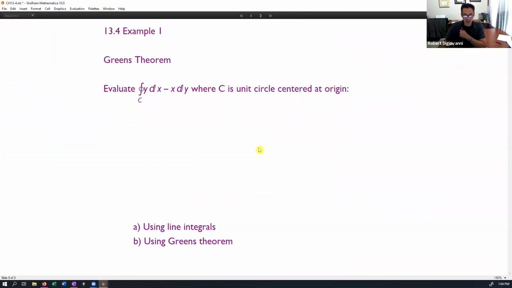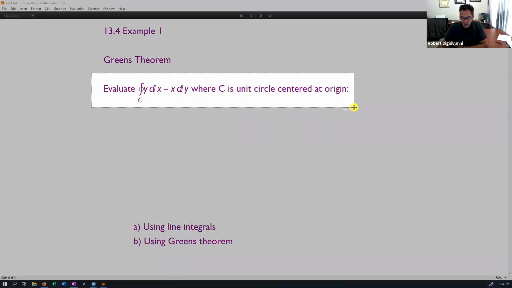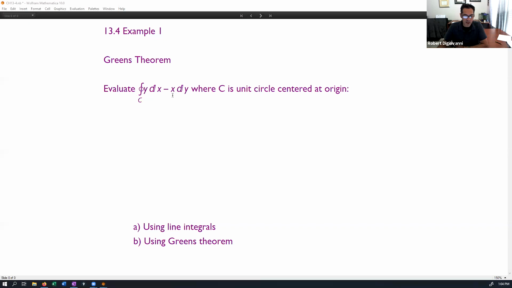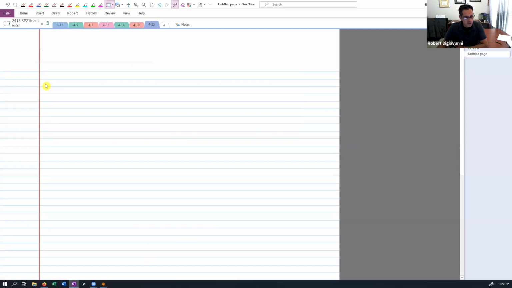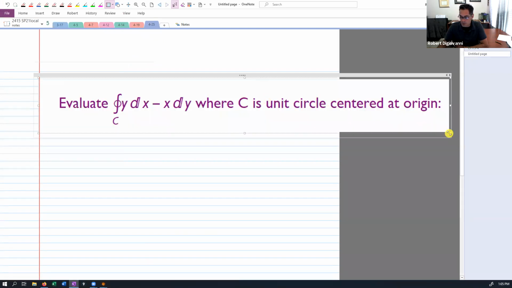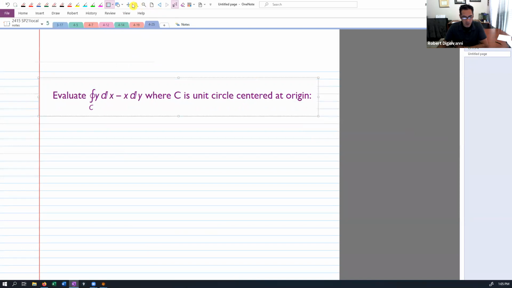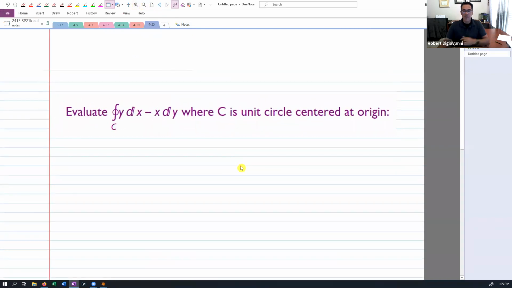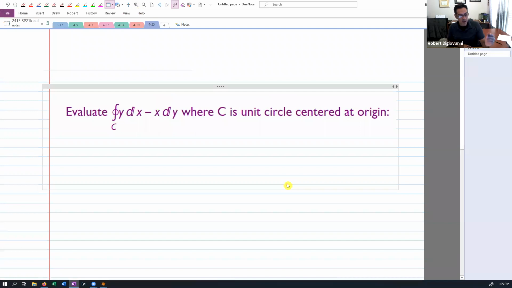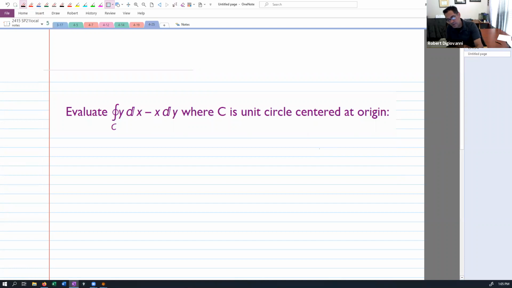Okay, so let's look at this first example. I'm going to just copy this real quick. The instructions here are to evaluate this line integral, and it says to do it using both line integrals, from previous sections, and then use Green's theorem. So I'm going to do it both ways. Let's do it the way that we normally would do this problem. We would look at the curve C, which is the unit circle.